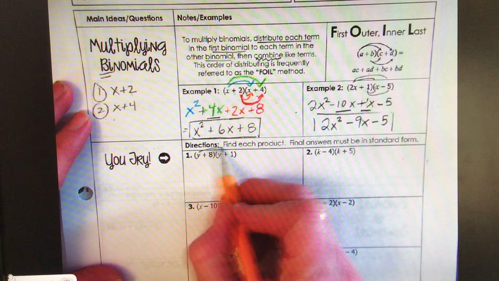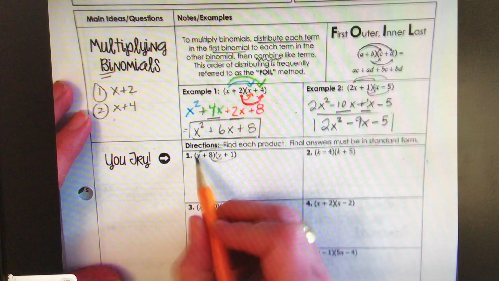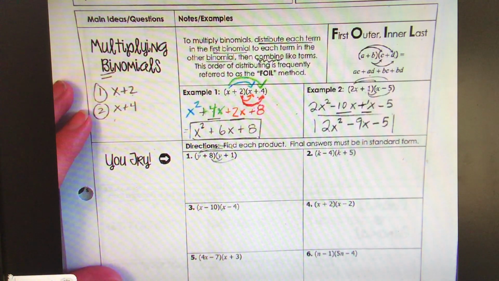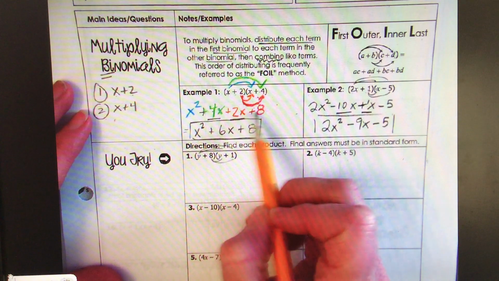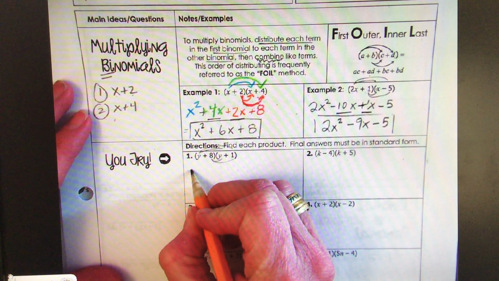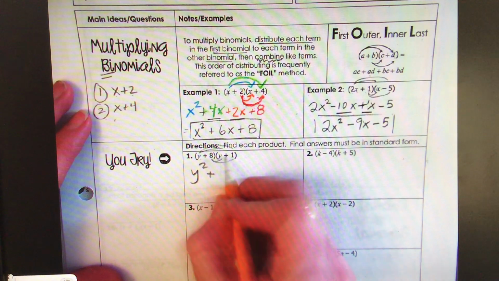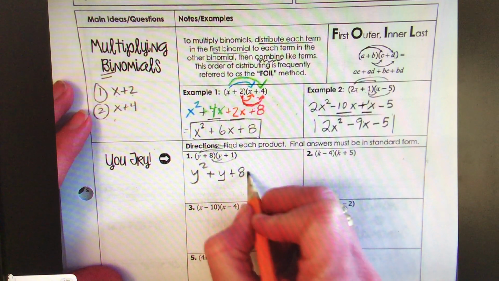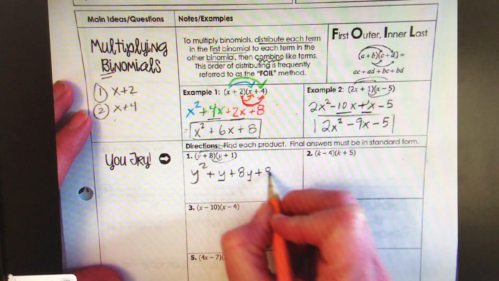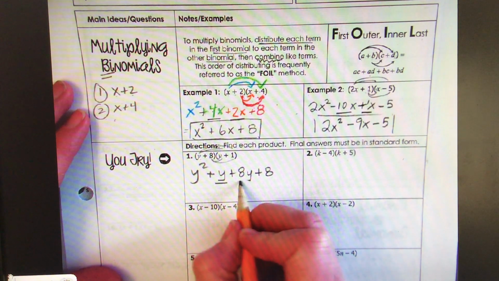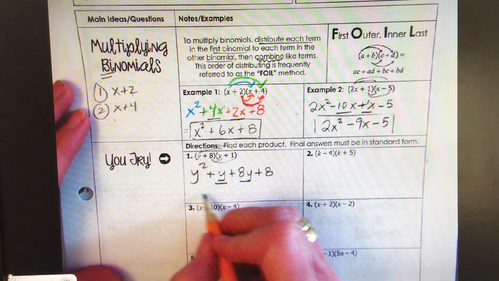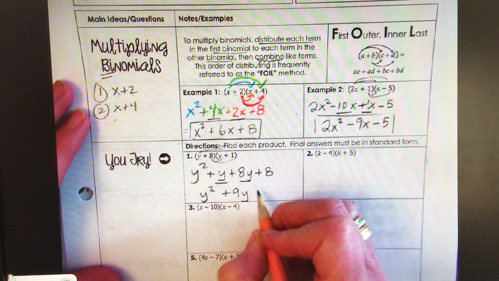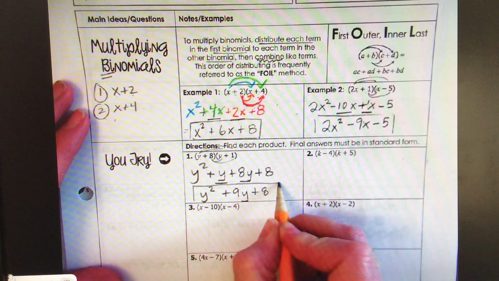So here, if it helps you to wink and smile each time, so be it. If it doesn't at this point, that you're starting to see the pattern, then go for it. But I do recommend that you write it out first and don't try to do everything in your head. But now I have y squared plus y plus 8y plus 8. I've got my y terms, and I'm going to rewrite y squared plus 9y, because I'm combining my y's, plus 8, my constant. And there we go.